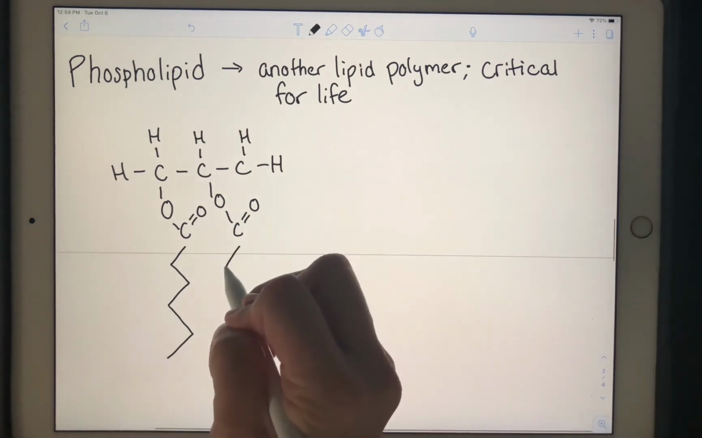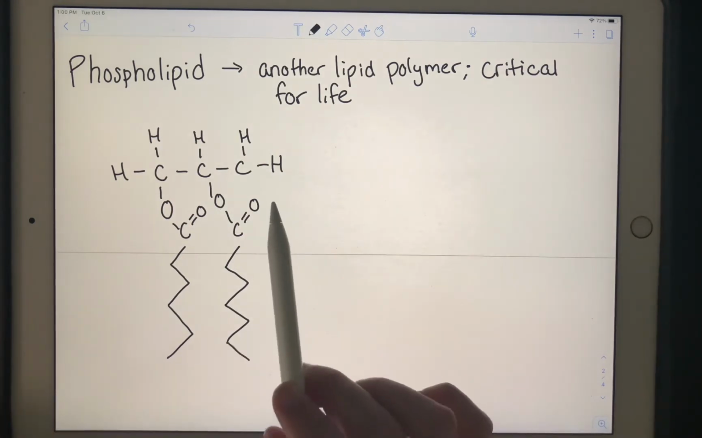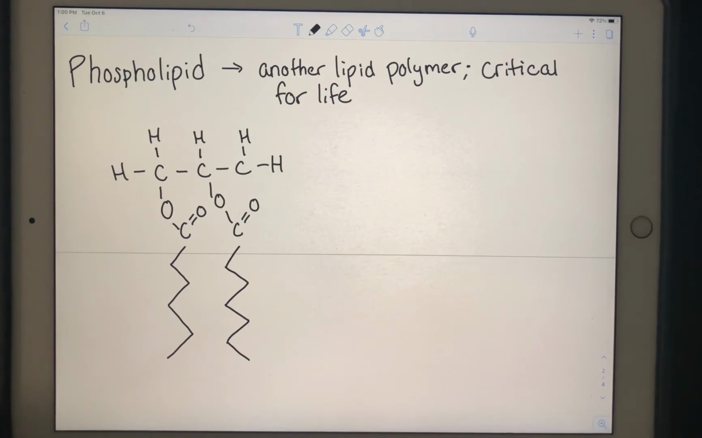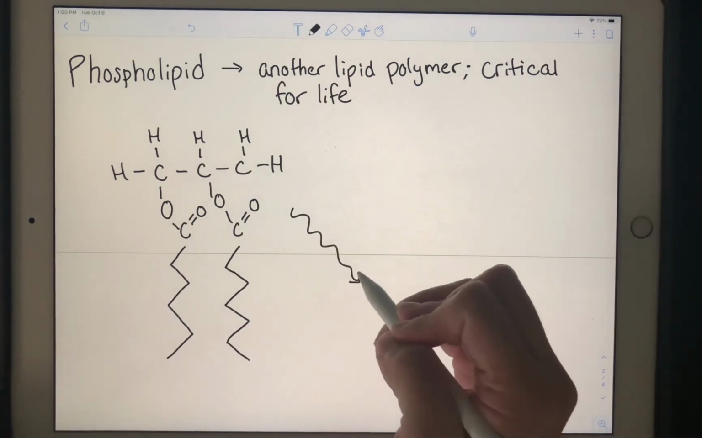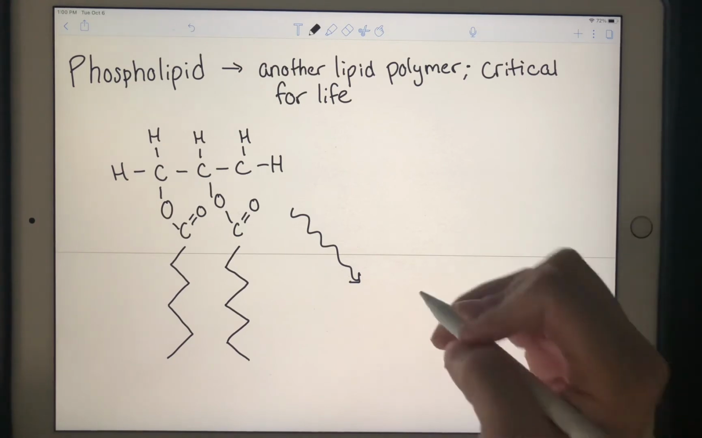And once again, I'm simplifying my hydrocarbon chains because I'm lazy. A triglyceride would have a third fatty acid tail, but phospholipids do not. But before we add the third component of a phospholipid, we're going to simplify this sketch. And we're going to simplify it very similar to that last simplified sketch of the triglyceride.